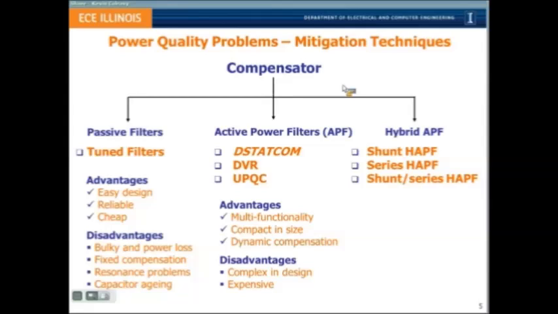The disadvantages are complex in design. This happens because of the control algorithm and not because of the controller. The controller is not a problem, because we've had high performing signal processors on which these algorithms can be easily dumped. But the problem is in developing compensation algorithms: what should be the set of currents that need to be injected into the system so that you get rid of all these problems.